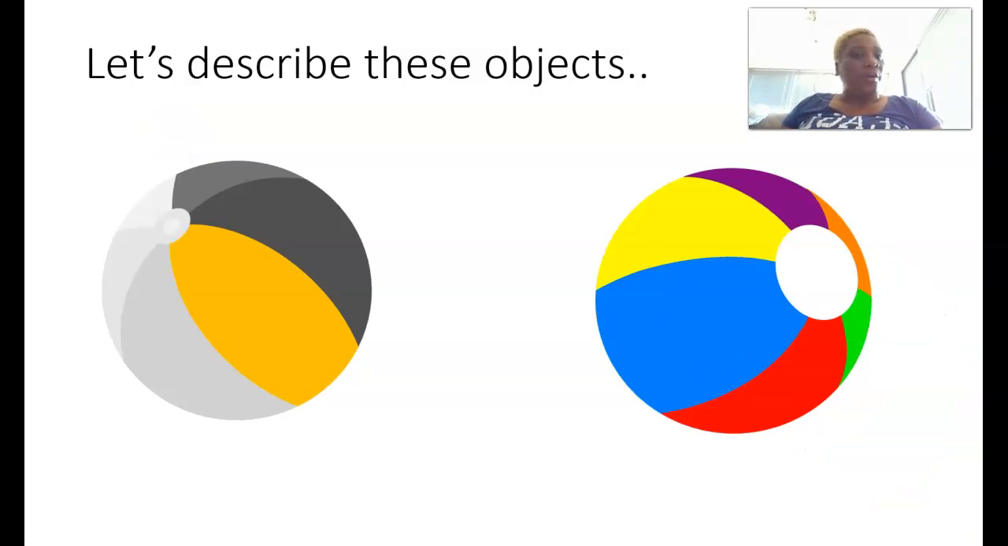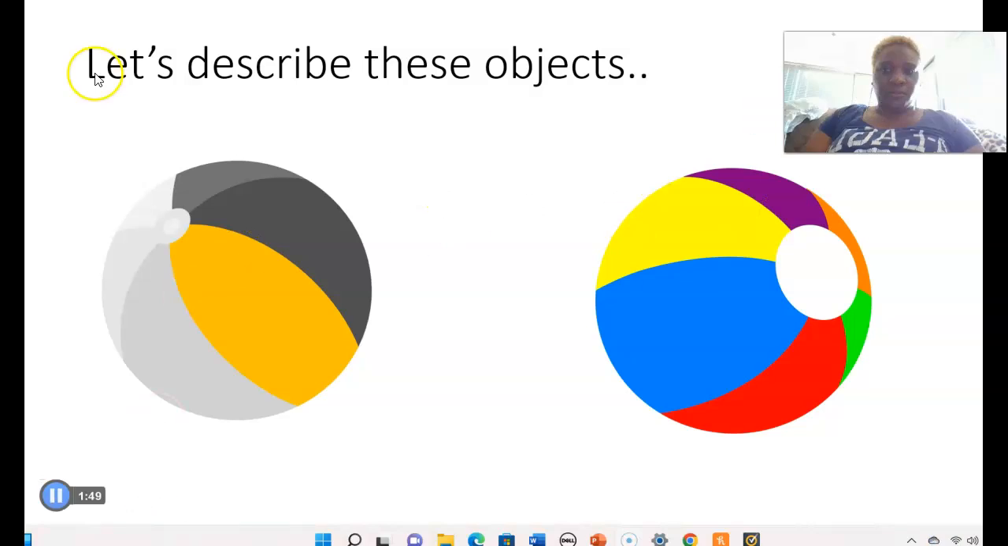And this object, oh friends, it's also a beach ball. So this beach ball is also round. It has a round shape, but they're not exactly the same. What's the difference? The difference is the color, right? So this beach ball has different colors. This is blue, this is red, this is green. I see purple. So they're almost the same, but the difference is that they have different colors. Okay, friends, so that was one way to describe an object that's a little different. The color was different. All right, friends, let's look at another set of objects.